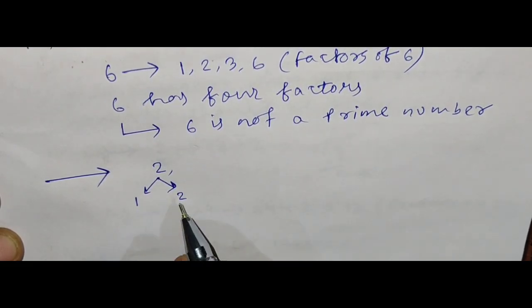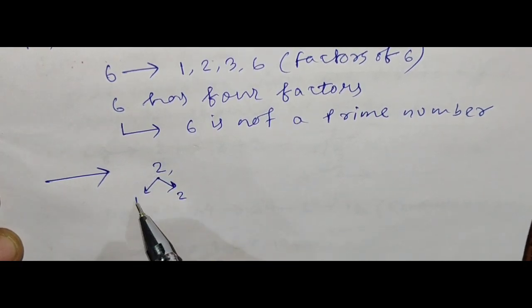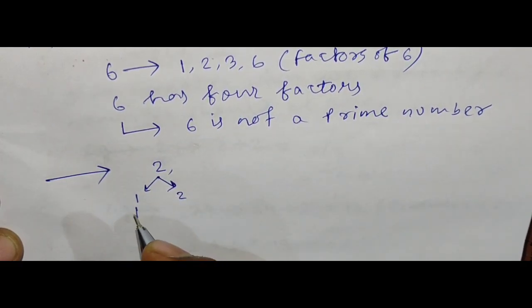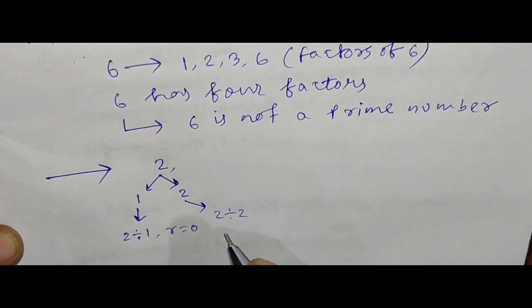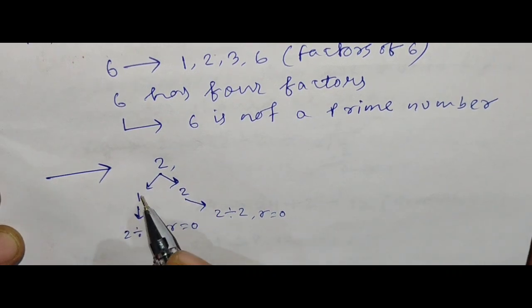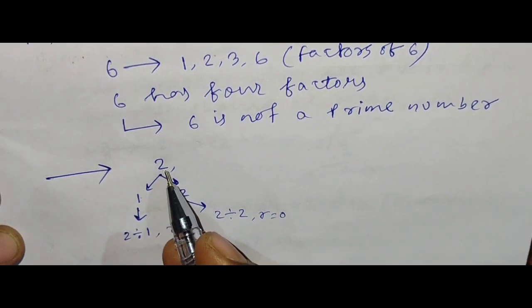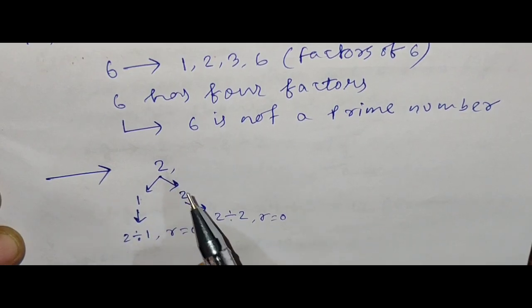Only 1 and 2 divide 2 exactly. When 1 divides 2, the remainder is 0. When 2 divides 2, the remainder becomes 0. So it means only 1 and 2 divide 2 exactly. So 2 has only 2 factors. So 2 is a prime number.